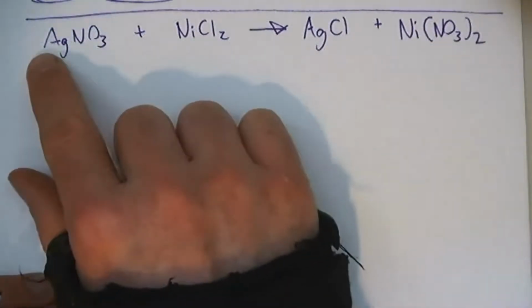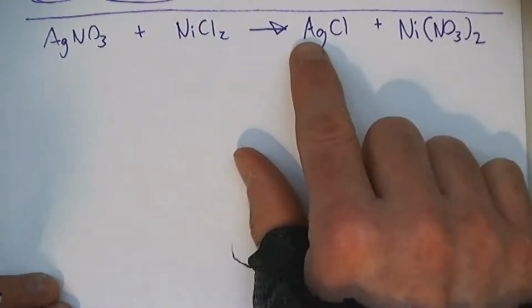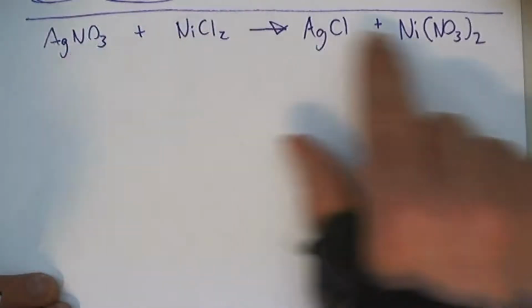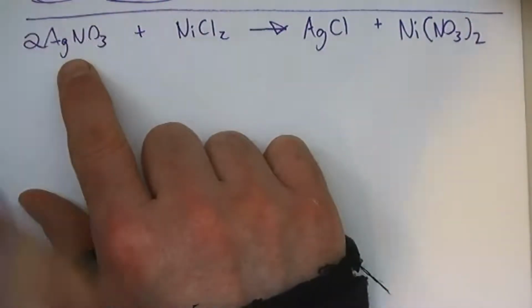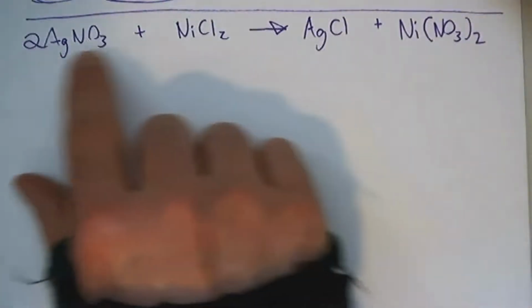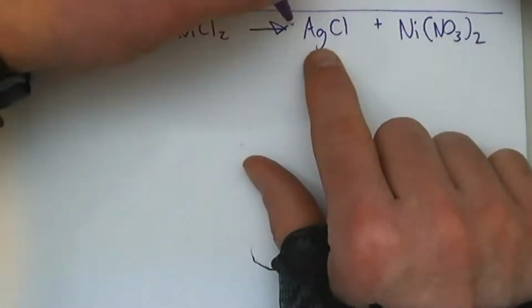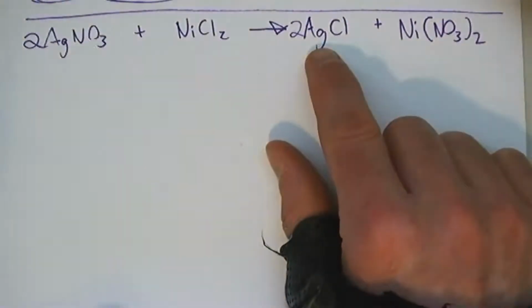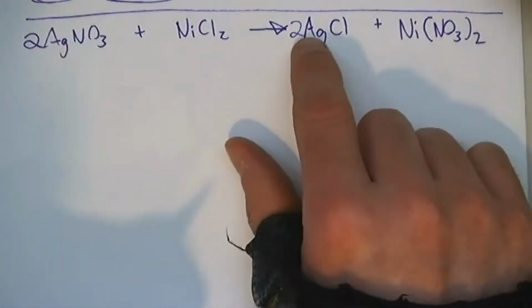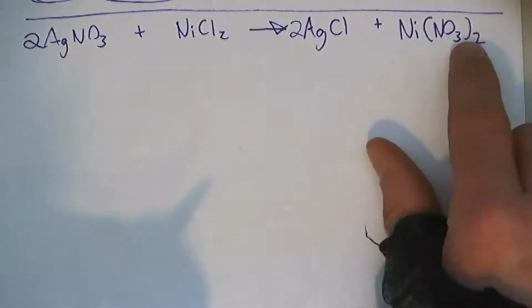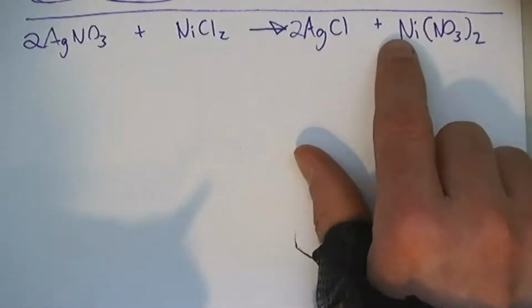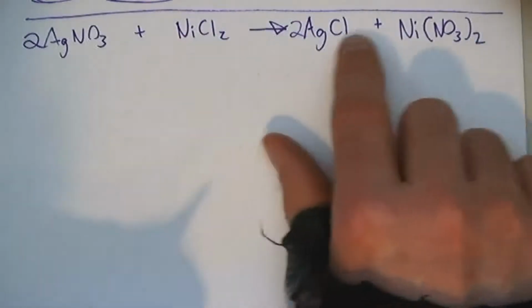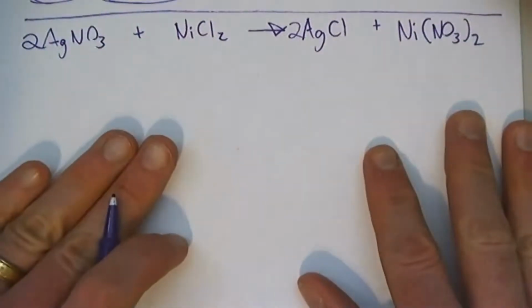Okay. So you have 1 Ag, 1 Ag. That checks out. You have 1 NO3 and 2 NO3. That does not check out. So you're going to need to put a 2 in front of here to balance that. Now that throws off our Ag. So we need a 2 here to get 2 Ags also. Okay, so we have 2 Ags, 2 Ags, 2 NO3s, 2 NO3s, 1 Ni, that's still right, 2 Cls, 2 Cl. So we just balanced it, okay?